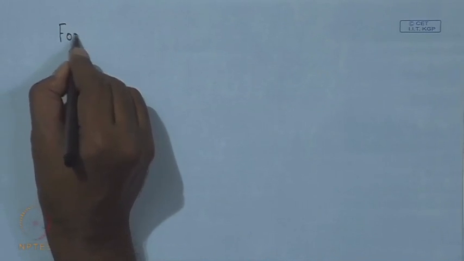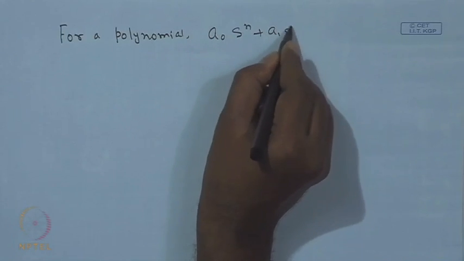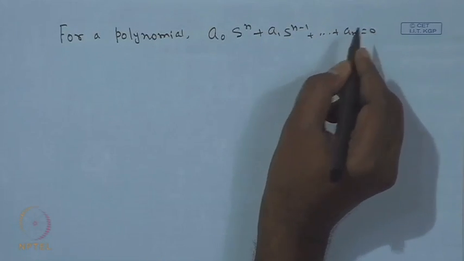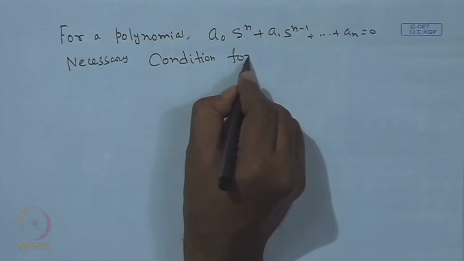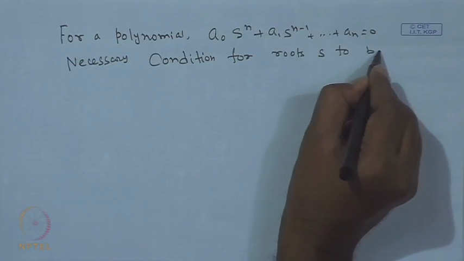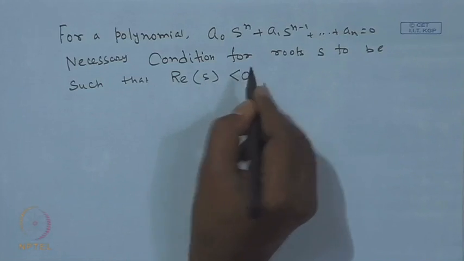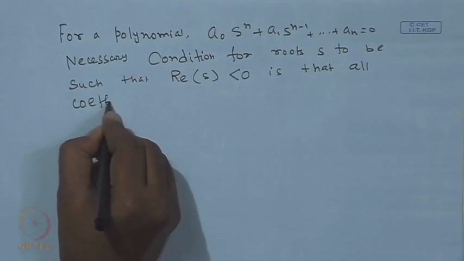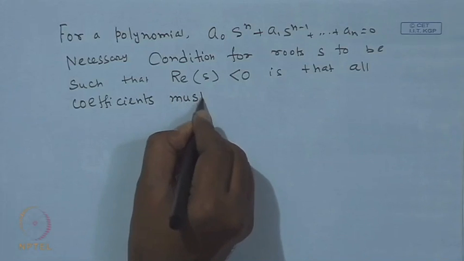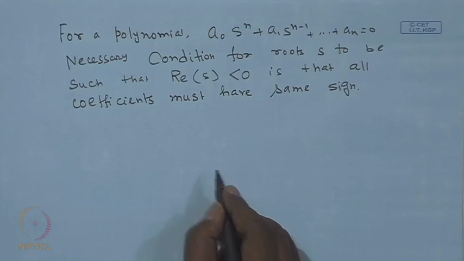If you remember how this condition comes about, for a polynomial a0 s to the power n plus a1 s to the power n minus 1 up to a n equal to 0, the necessary condition for the roots s to be such that the real part of s will be less than 0 is that all coefficients must have the same sign.